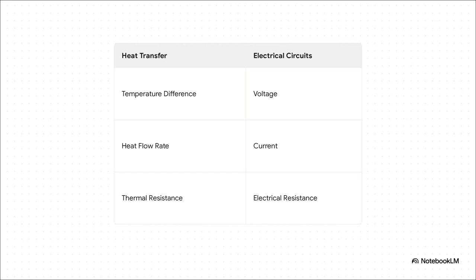So how do we actually work with this? Well, engineers came up with a brilliant shortcut. They realized you can think about heat flow in the exact same way you think about a simple electrical circuit. The temperature difference between hot and cold, that's your push, just like voltage. The amount of heat that's actually moving, that's your flow, just like current. And here's the key. A material's ability to stop heat is its thermal resistance, which works exactly like electrical resistance.